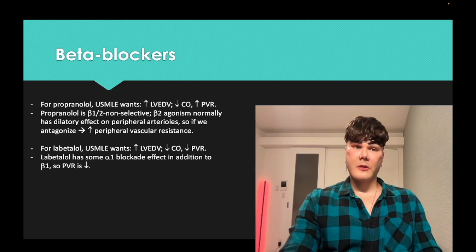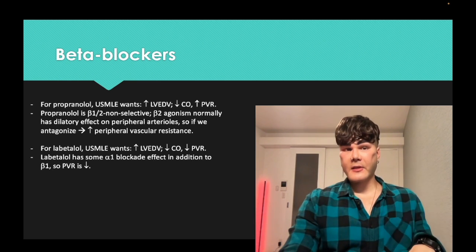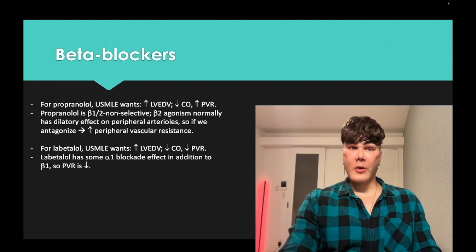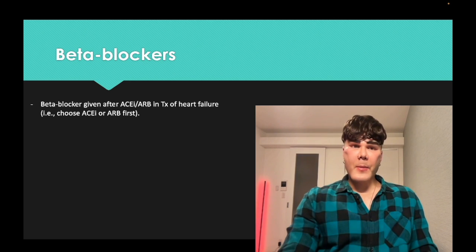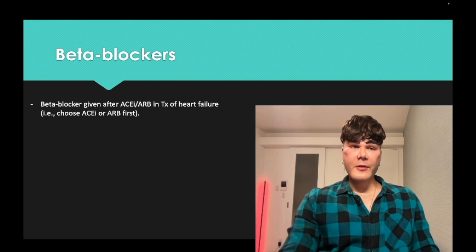Okay, so you can see that difference in peripheral vascular resistance between propranolol and labetalol. They ask these as separate questions on the Step 1 NBME exams. Okay, so you have to know that. Okay, so we talk about more of the 2CK level 3 stuff.